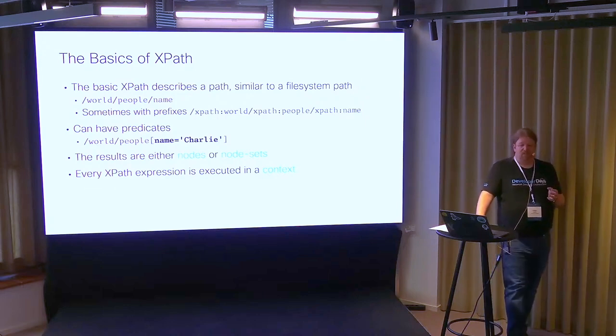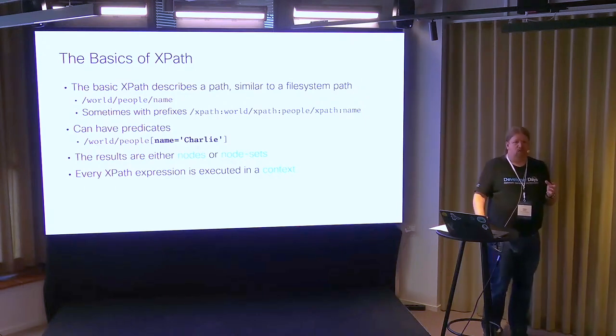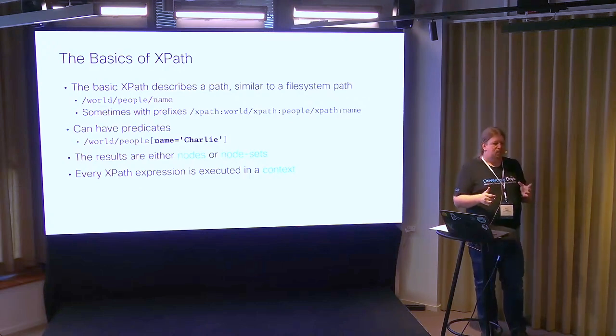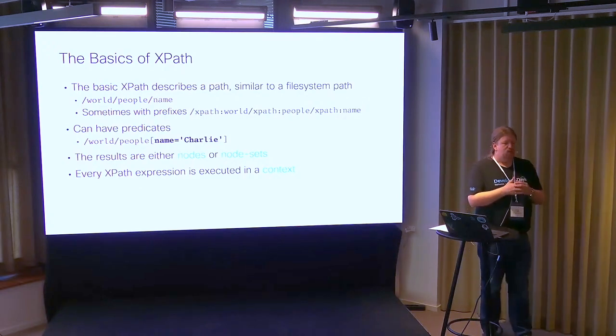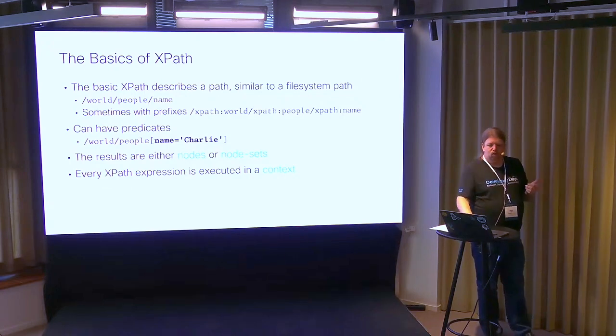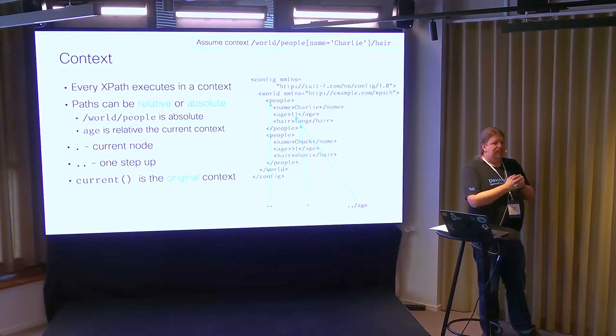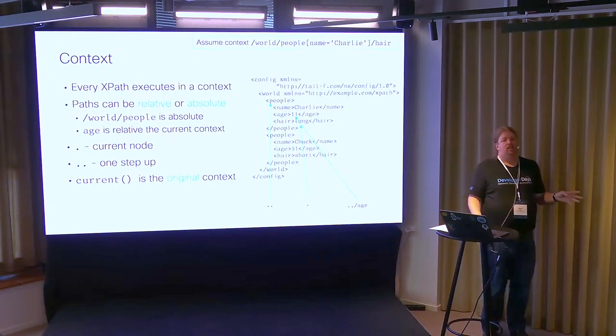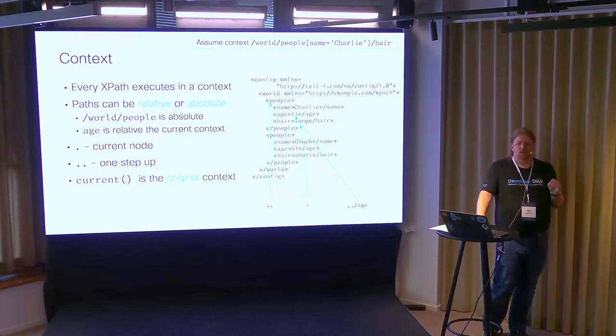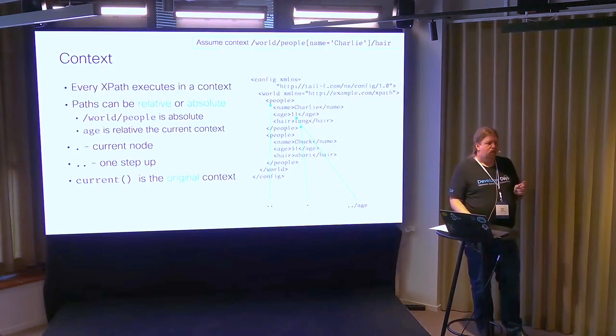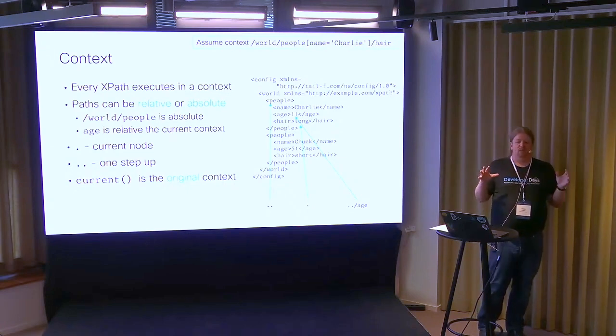And every XPath expression is executed in a context. There's always somewhere this XPath is running. And if you don't have any other context, you have sort of the global context. And why does context matter? Because paths can be either relative or absolute. And once again, this is very similar to a file system path. You can use dot for the current node and dot dot for one step up, just as in a file system. And the context is what determines how relative paths are evaluated. Absolute paths are always evaluated with respect to the global context, of course.